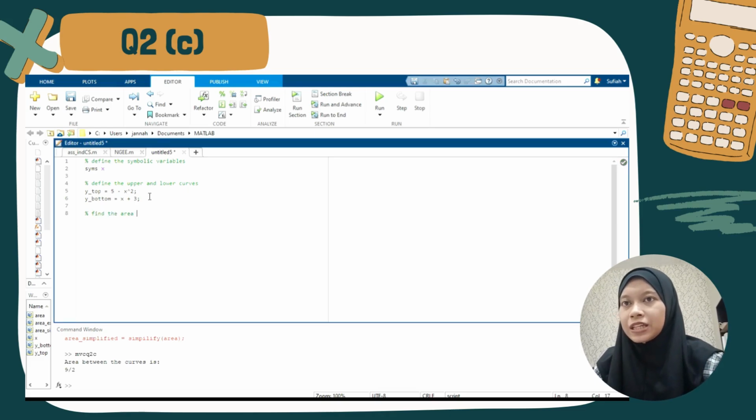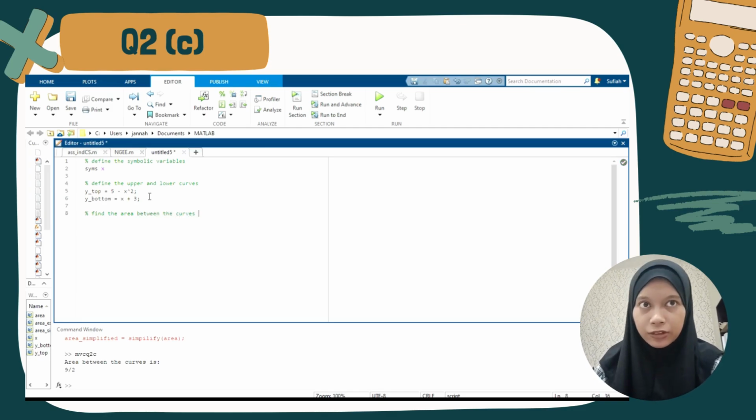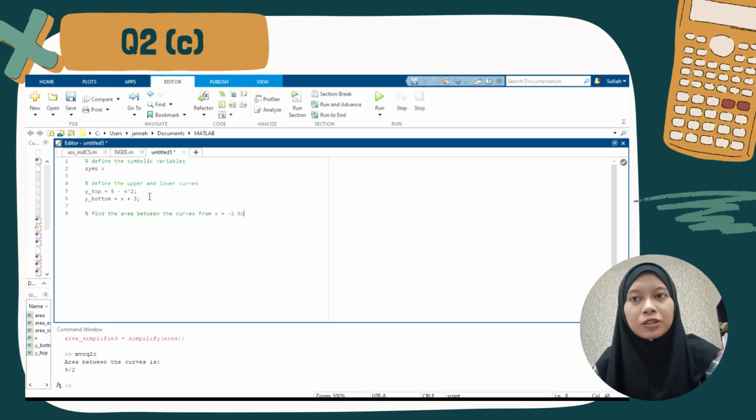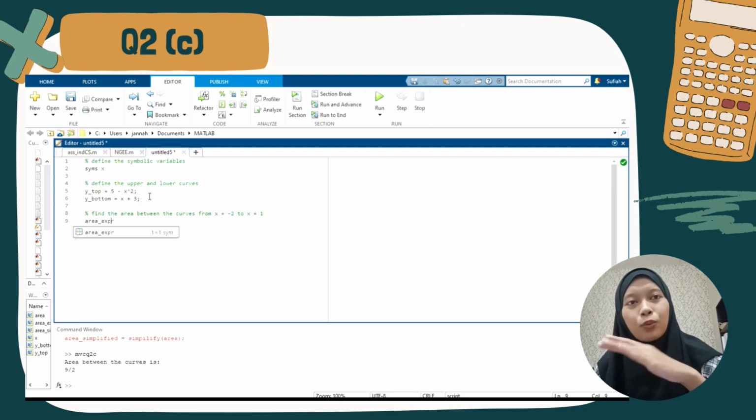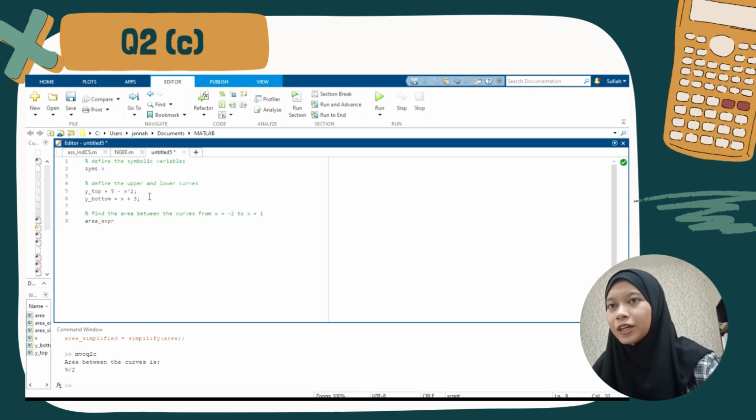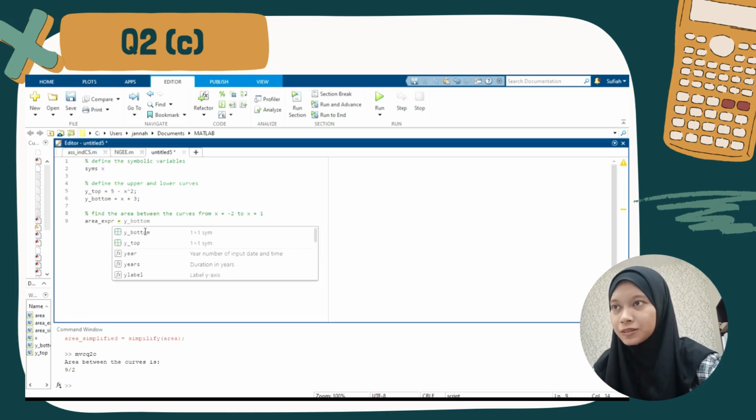After that we need to find the expression for the area. Why do we use this? We use this to subtract the lower function from the upper function to get the expression for the vertical distance between them. We want to know the vertical distance between y top and y bottom, so we need to subtract first. As you can see, I write it.